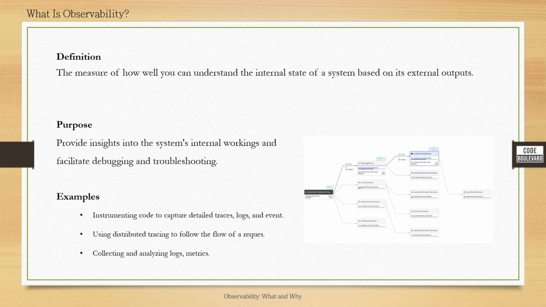An example of observability can be instrumenting the code to capture detailed traces, logs, or events, or with the help of distributed tracing, it can follow the flow of a request. If you have a microservice architecture, you should understand how your flow works. And for instance, if there is a delay in your response time, you can easily track down your request and see in which step we are facing the bottleneck.